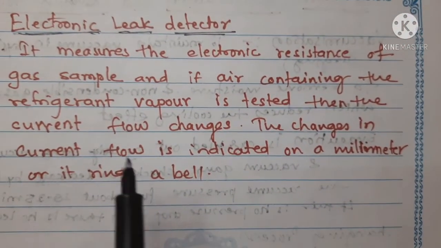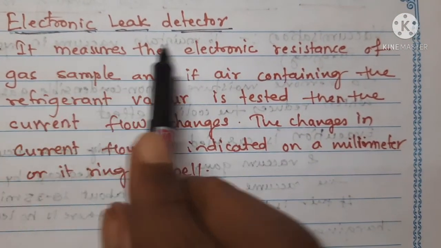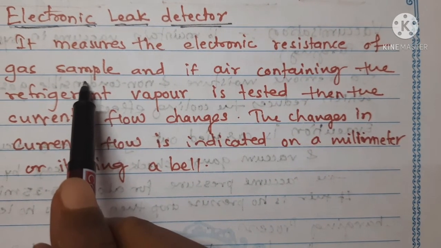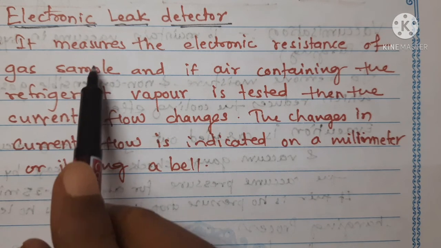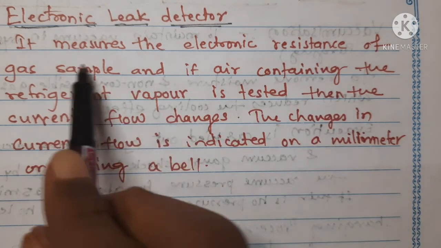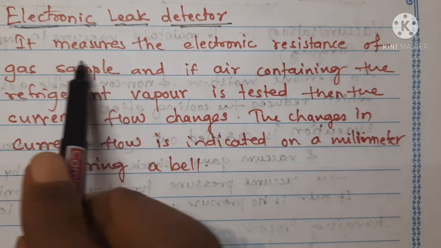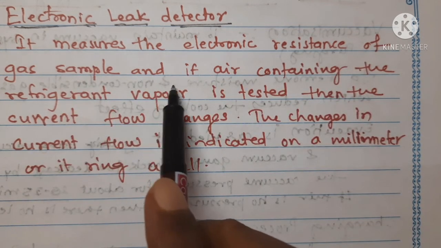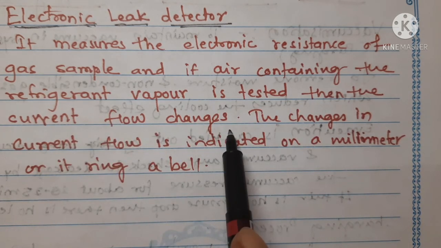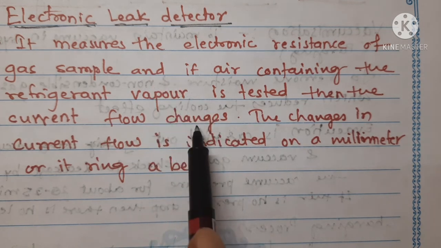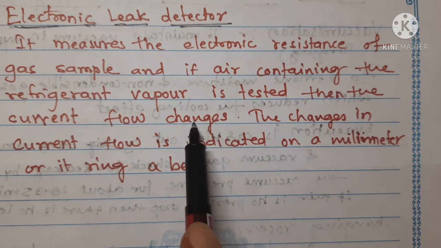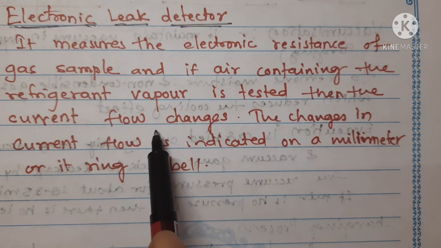Nowadays electronic leak detectors are used. How do they work? Electronic leak detectors measure the electronic resistance of a gas sample. For the different gases, your SO2 gas, ammonia gas, freon, the resistance of that refrigerant is all noted down. It measures the electronic resistance of the gas sample, and if air containing the refrigerant vapor is tested, then the current flow changes. If refrigerant vapors are mixed in the air in that proportion, the current flow changes. Notice that there is a change of current flow.